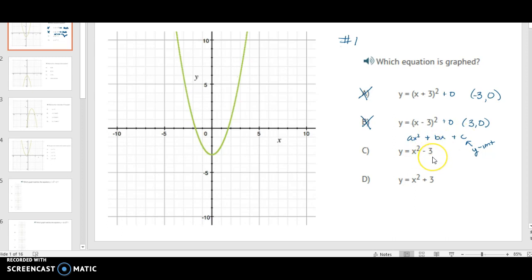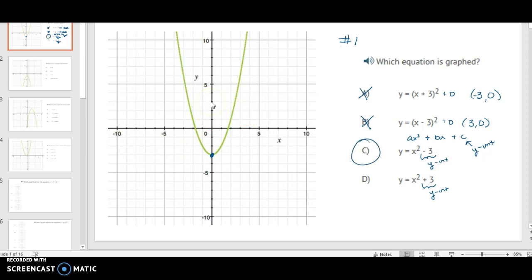So that -3 right there, because it's a constant, it's by itself, it doesn't have an x to it, that's the y-intercept. So it's saying that my parabola should have a y-intercept of -3. When I look at -3 on the y-axis, oh, I do. That one does have a y-intercept of -3. So C is definitely a possibility. D has a y-intercept of +3. Well, I know this parabola doesn't have one of +3 because it has -3, so it has to be C.